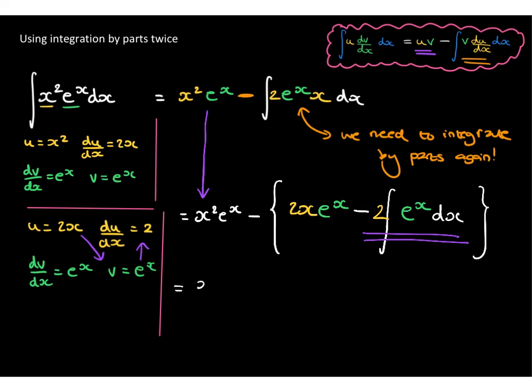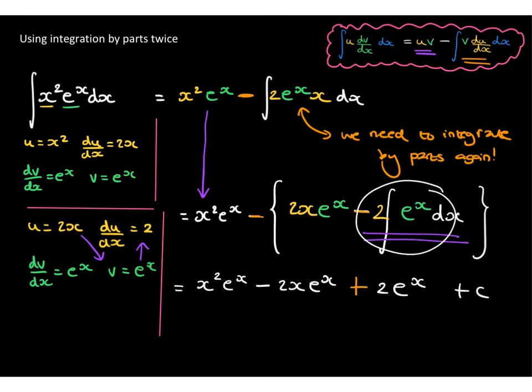So we end up with x squared e to the x minus 2x e to the x. Now note there's a minus here and a minus here, so this will become plus. And then, of course, when we do this integral here, we simply just get 2e to the x plus c.